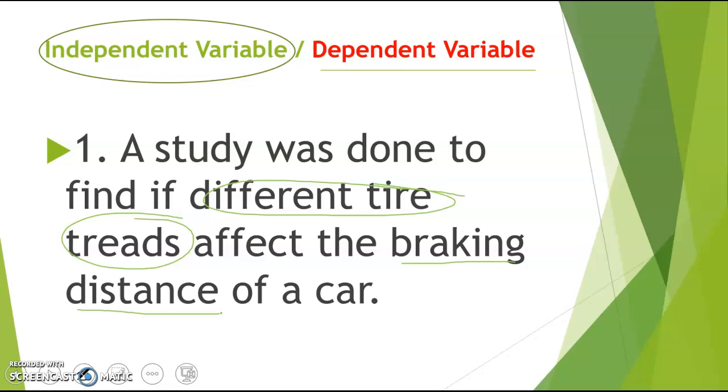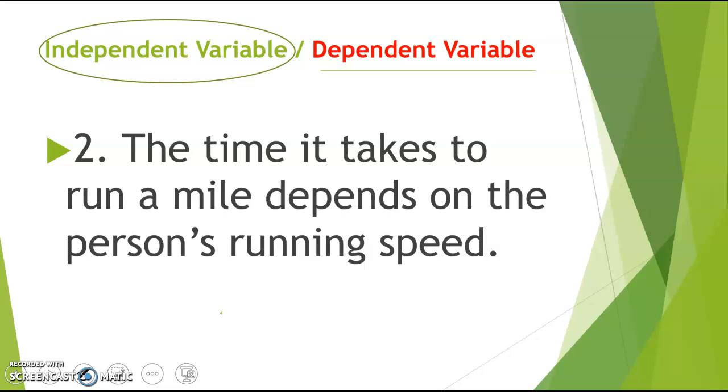So how long does it take the car to stop? Is it 10 meters? Is it a mile? Is it 3 feet? What's the braking distance? That's something that you can measure. That's the dependent variable. Number 2, the time it takes to run a mile depends on the person's running speed.